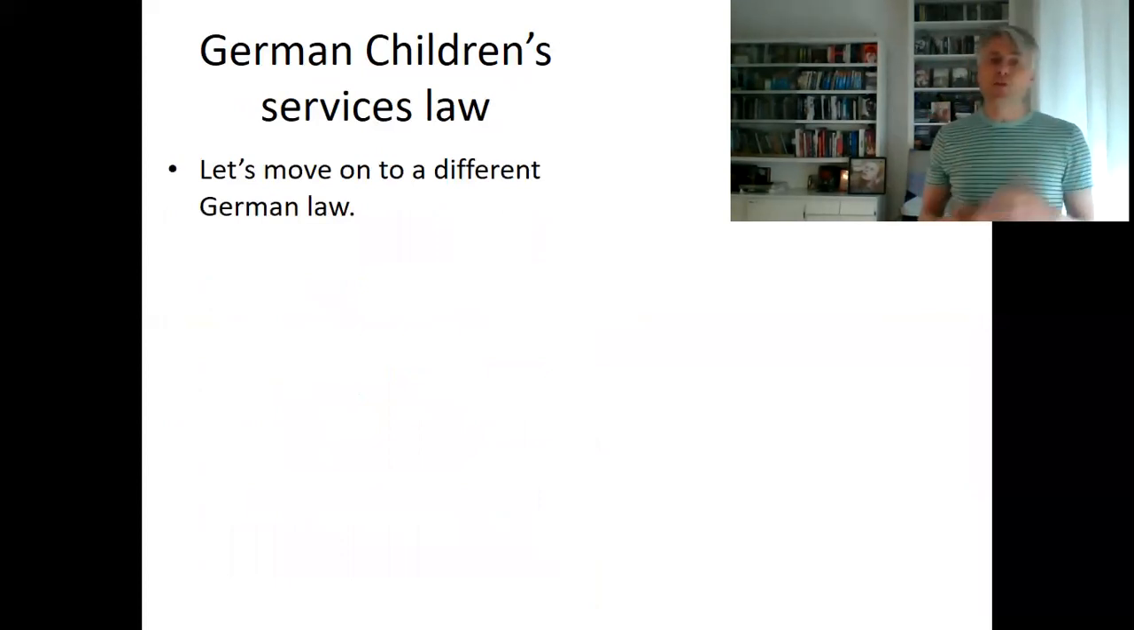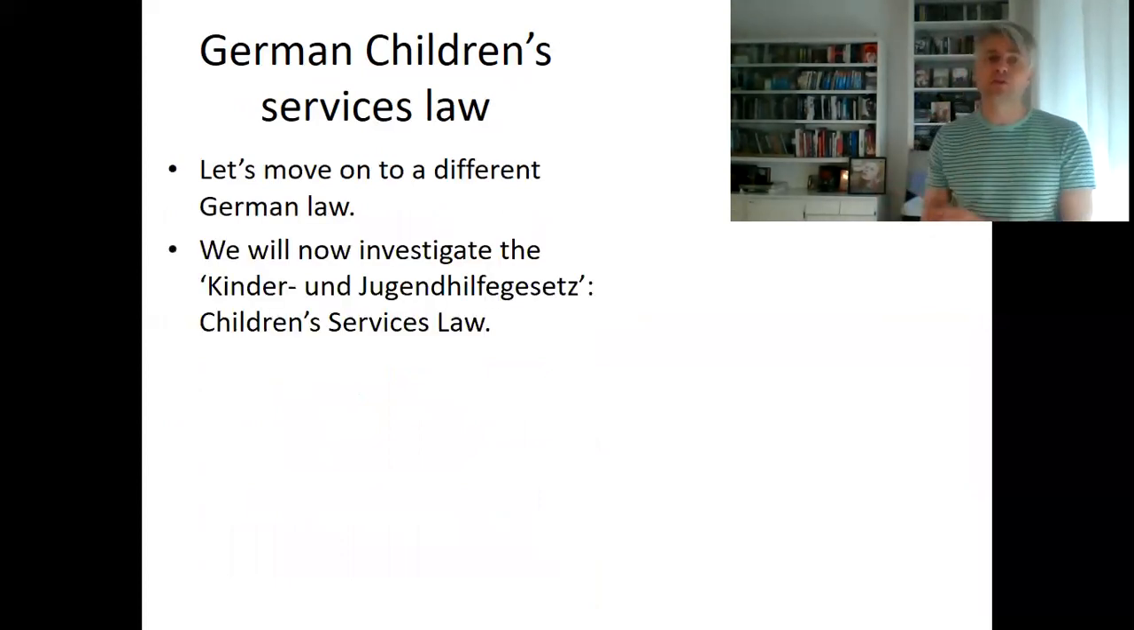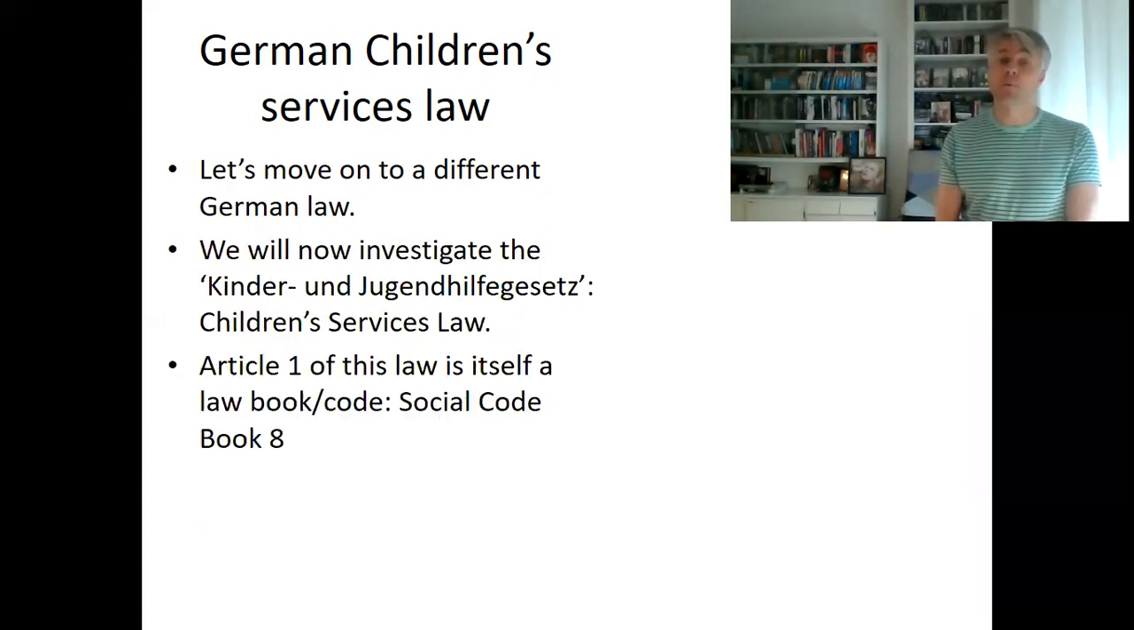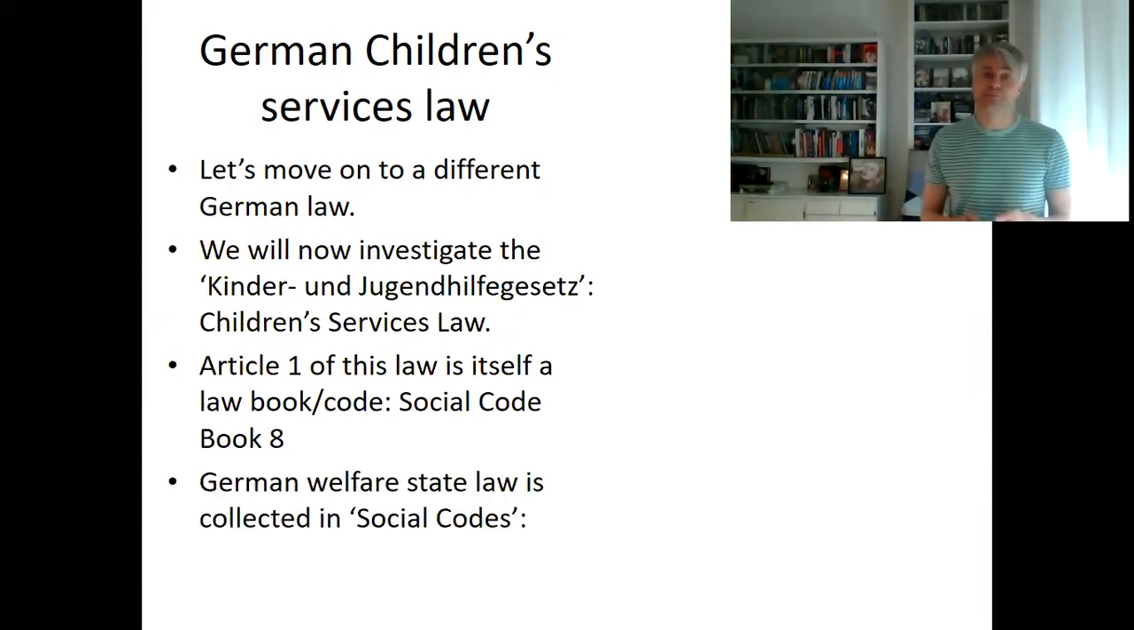Good, good. Let's move on to a different German law now. We're leaving the constitution. We're now going to investigate the Kinder- und Jugendhilfegesetz, which is the German expression for children's services law. Article 1 of this law is itself a law book. I say law book, a kind of social code, a piece of legislation, a statute. The Social Code, Book 8.